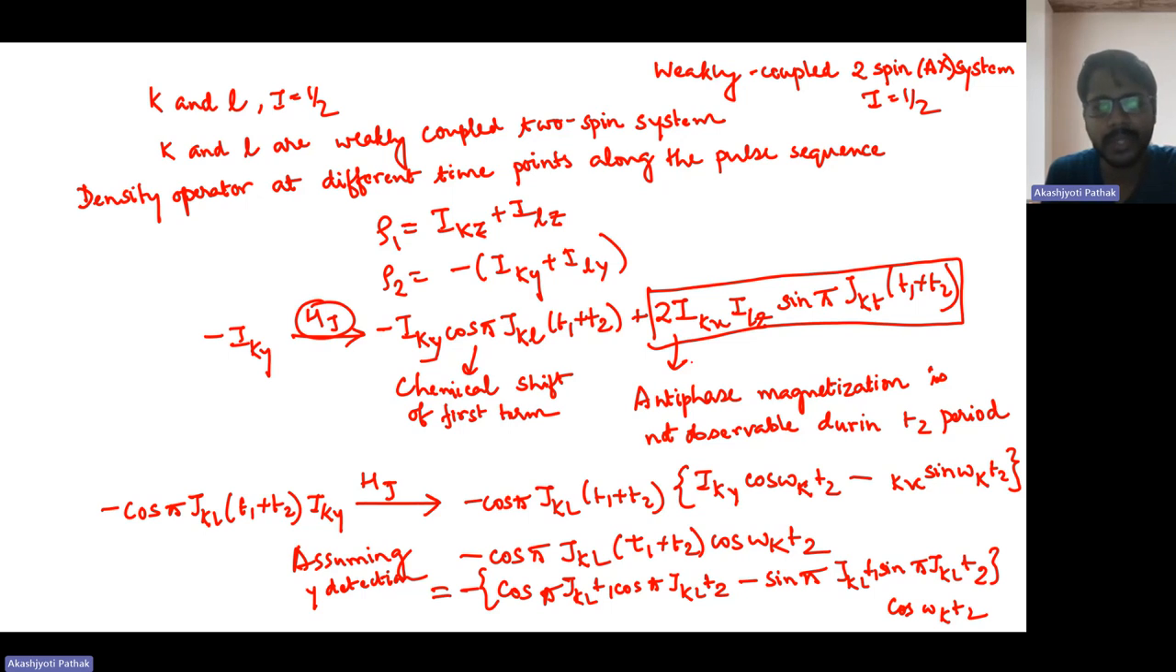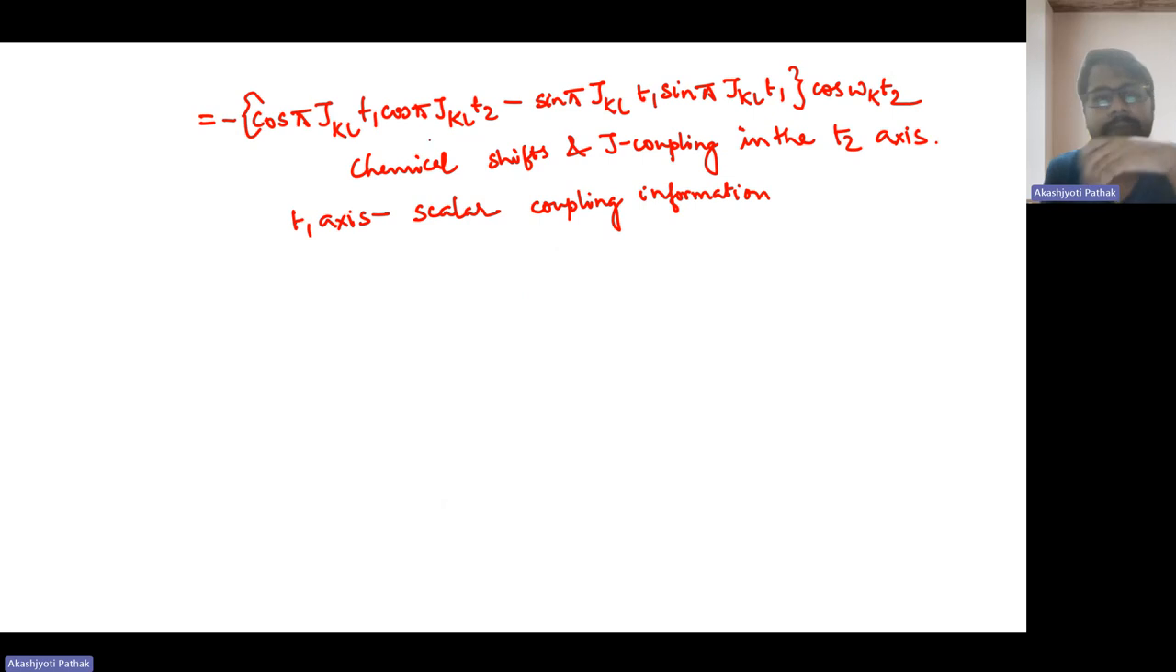And this one, the second term, only gives us something that is not observable. So this is not observable. So we proceeded with this first term. And in the first term, the chemical shift will give us this result. And finally, this is the expression. So we see that the T2 axis has both the chemical shift and J coupling. Okay, so we do this J resolved.